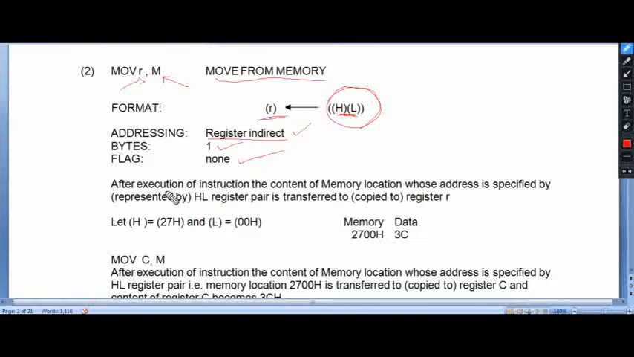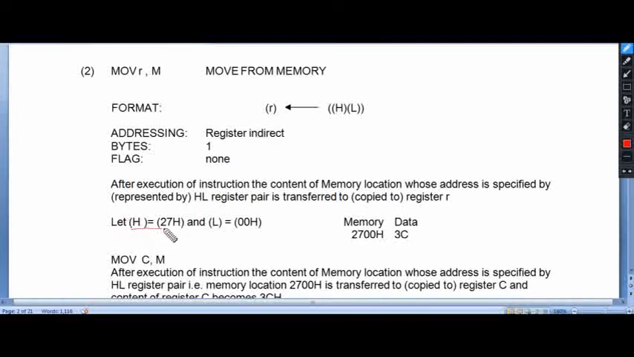What is the explanation? After execution of the instruction, the content, that is the number, of the memory location whose address is specified by or represented by the HL register pair is transferred or copied to general purpose register R. That means the number from the memory location is copied to any one of the specified general purpose registers. How does it take place? To understand this, let us go for a specific example.